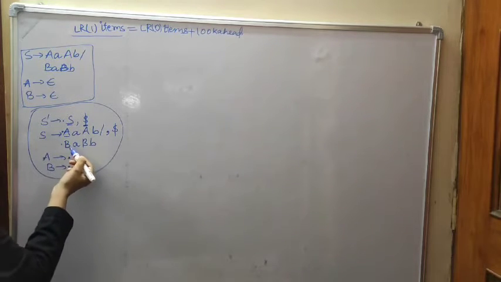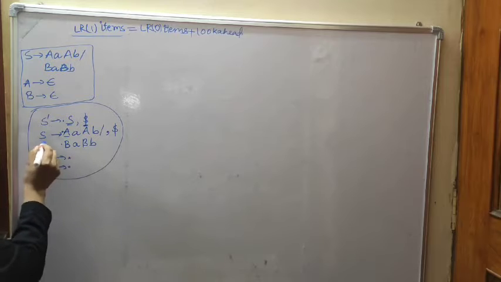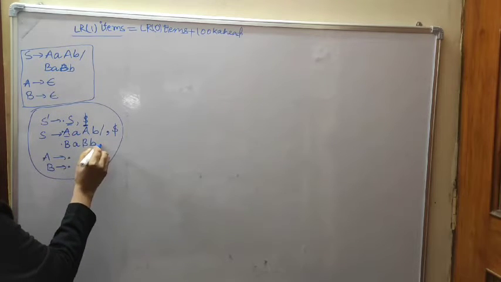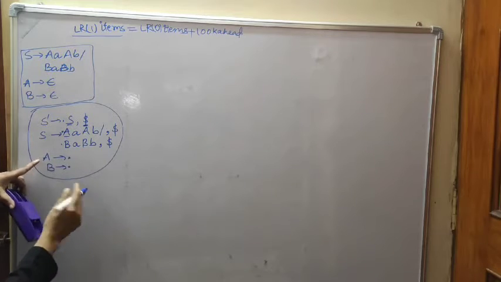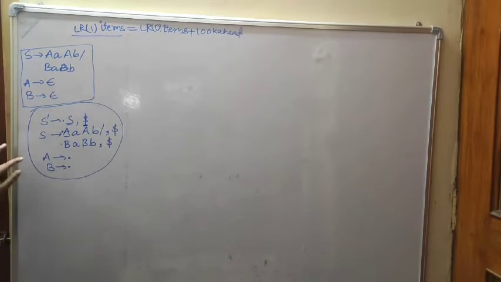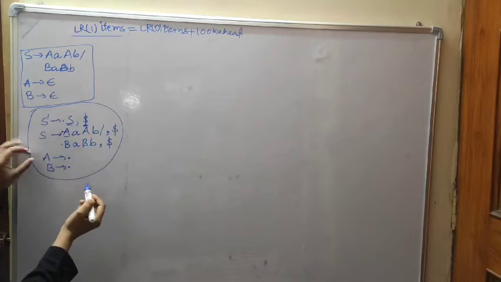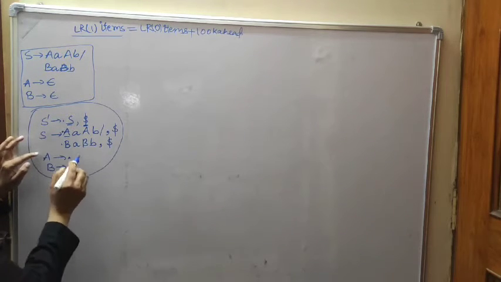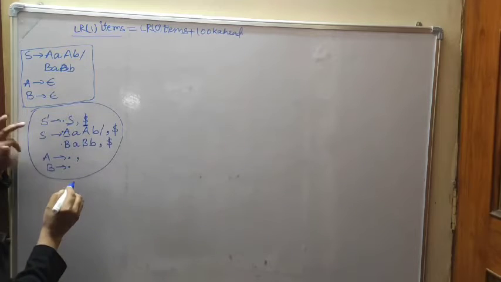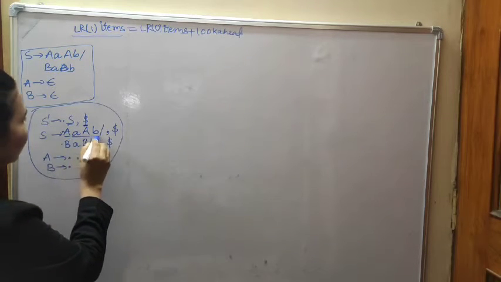Okay, and write the B productions also. This is also part of the S productions. Then write comma dollar. The look ahead here is dollar. Now A has come, because of this A we are writing this production rule. So now you can say, after A, how many letters are left?